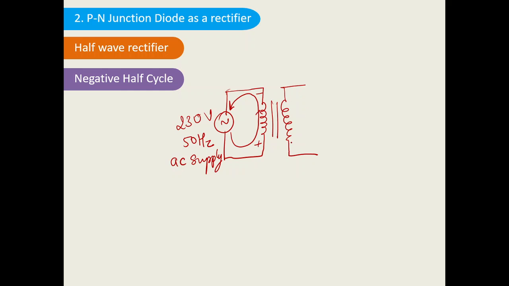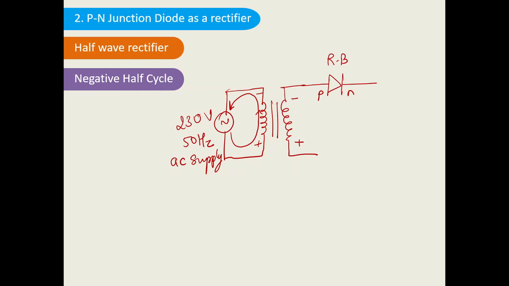So this side is positive, this side is considered to be negative. But how is the diode connected? The diode is connected like this, always like this. So this is the positive terminal and this is the negative terminal of the PN junction diode. Now positive is connected to the negative terminal and negative is connected to the positive terminal. I can say this is the reverse bias condition.